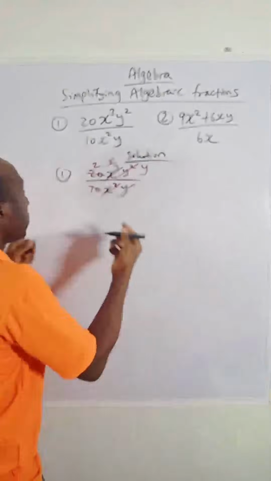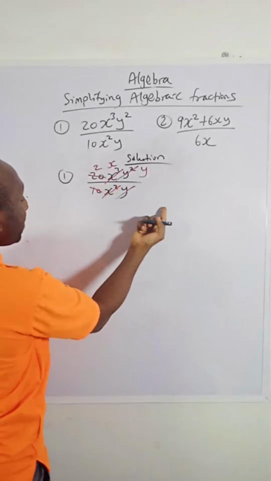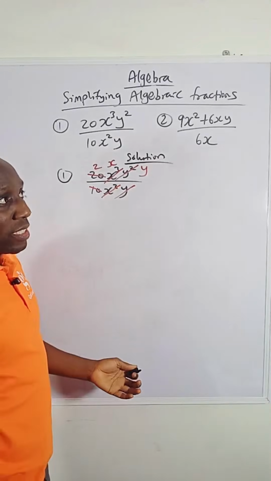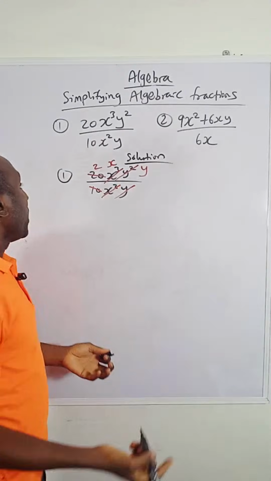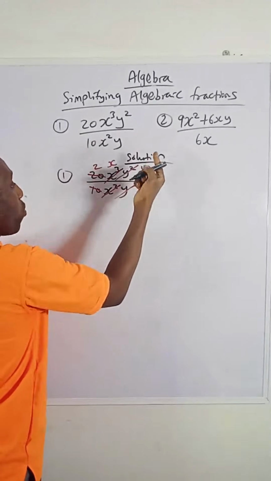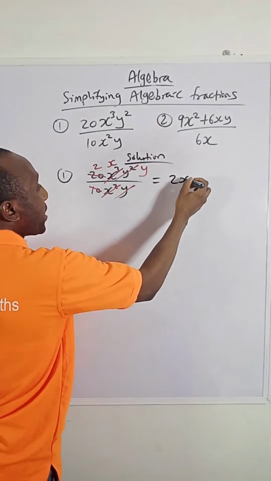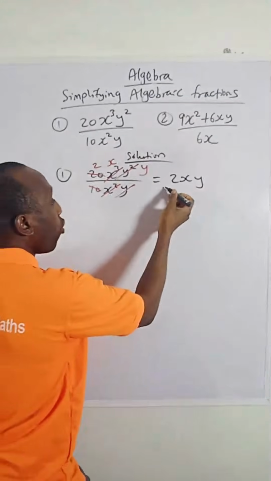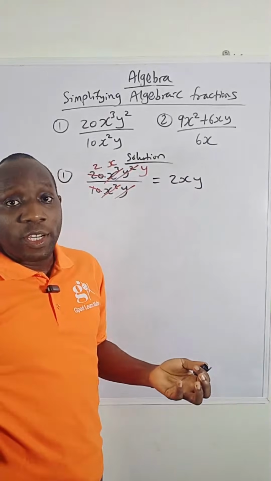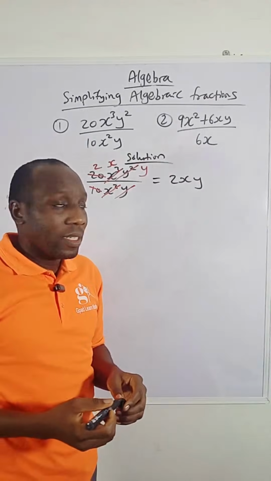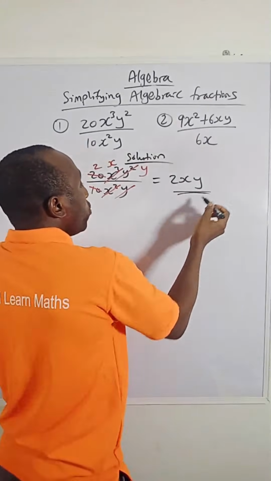Let's continue. So what do we have left? There's nothing in the denominator. Well, I shouldn't say there's nothing. It's just 1. So you have 2 times x times y. What is this? 2xy. You can write it over 1 here, but you are still going to get 2xy as your answer. You understand that? So the answer is 2xy.